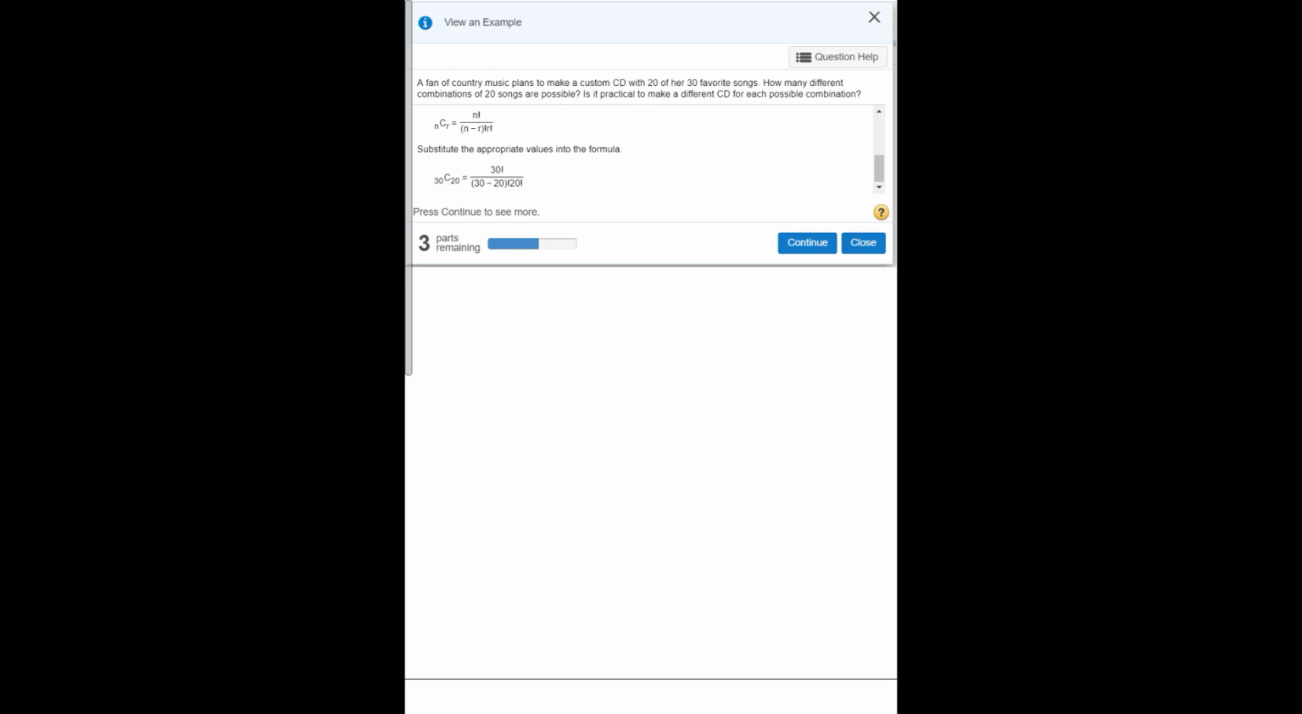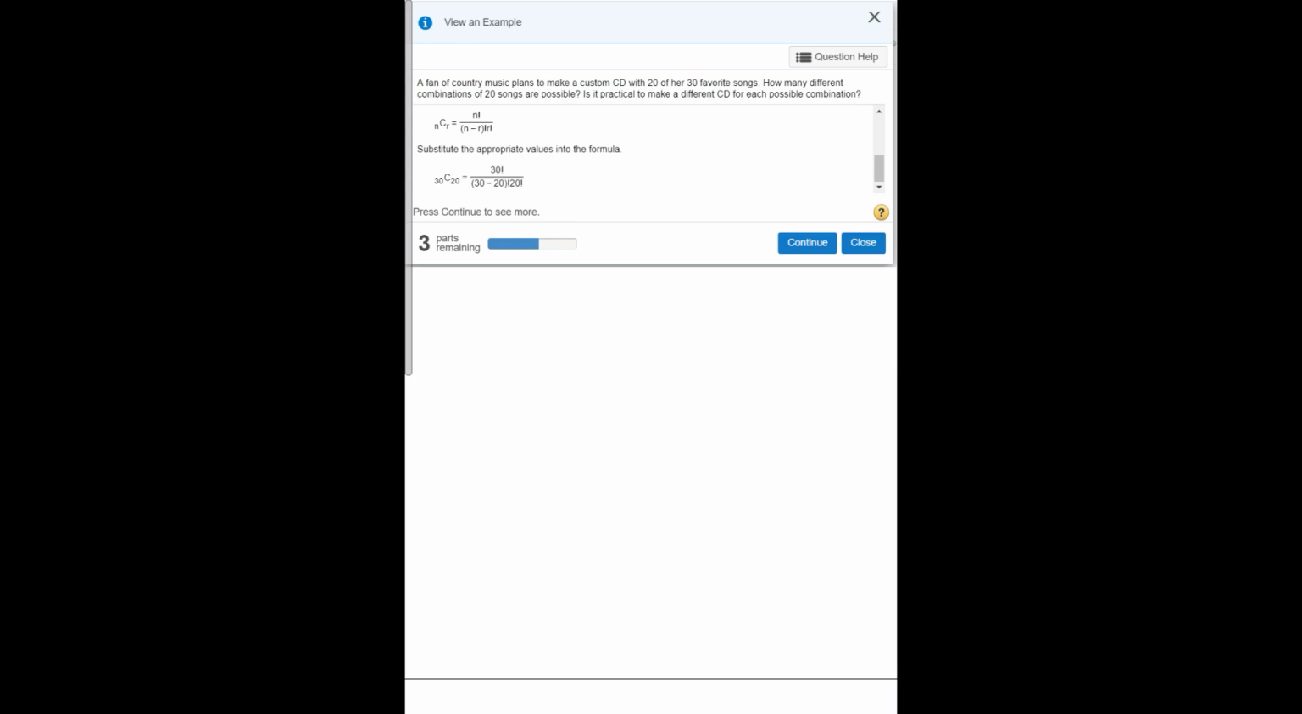Someone had a question about how to solve equations using factorials. Once you set up the formula, n choose r, nCr, is n factorial over n minus r factorial times r factorial. When you plug in those numbers, you get 30 factorial divided by 30 minus 20 factorial times 20 factorial. So this is where we're going to start.